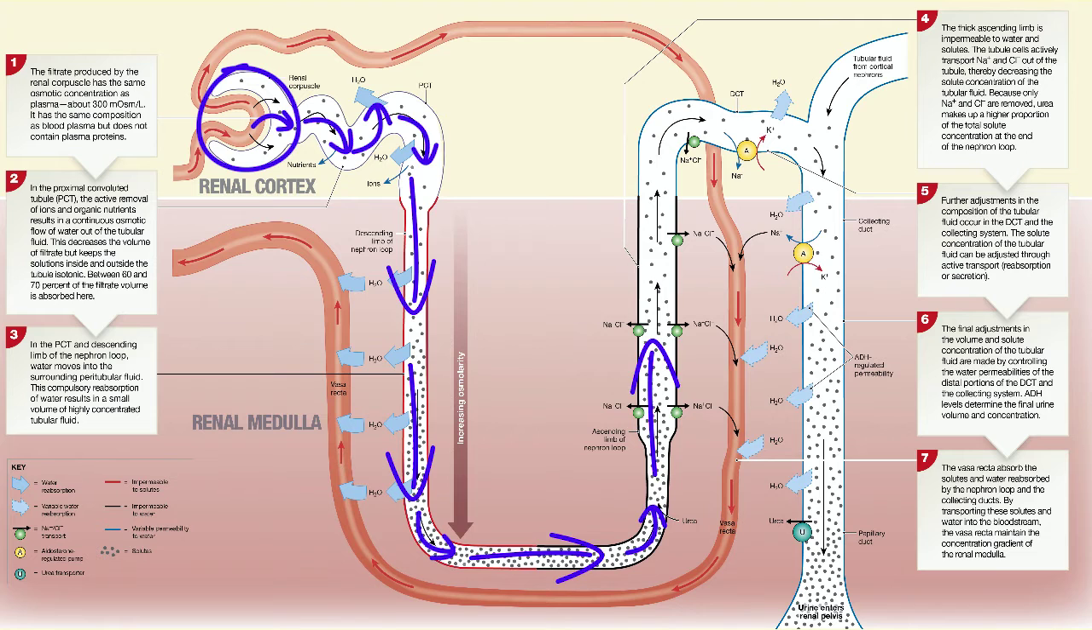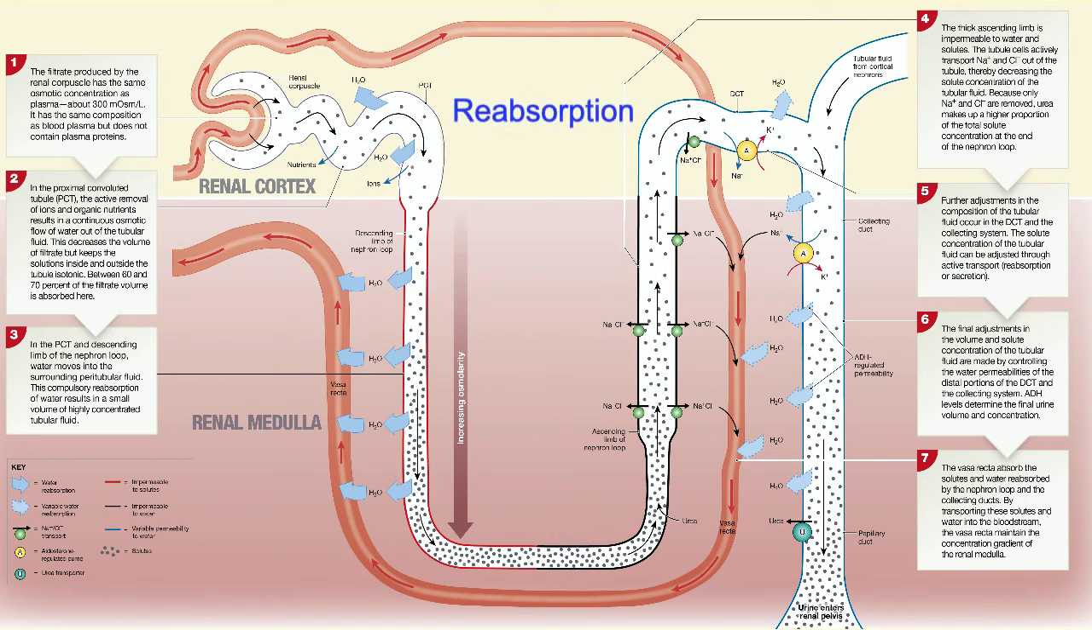As this fluid progresses through the renal tubule, it is modified by tubular reabsorption, where water and ions move out of the tubular fluid, and then tubular secretion, where substances are transported into the tubular fluid. These processes can be active or passive, and some are regulated by the hormones aldosterone and ADH.